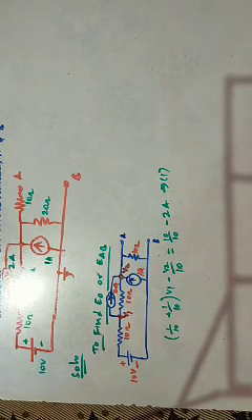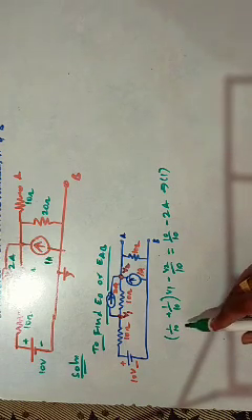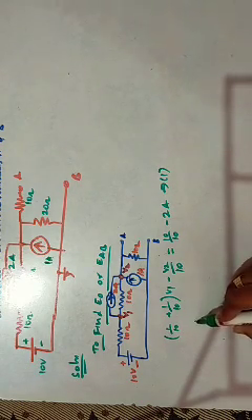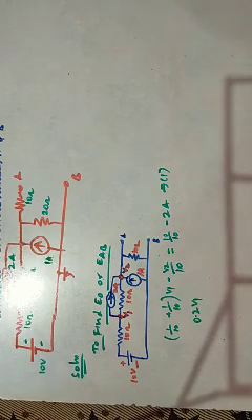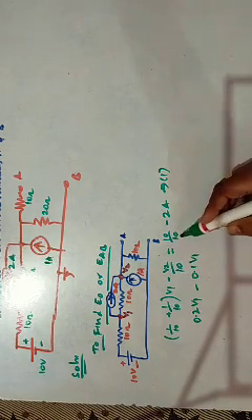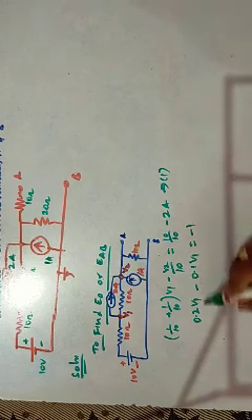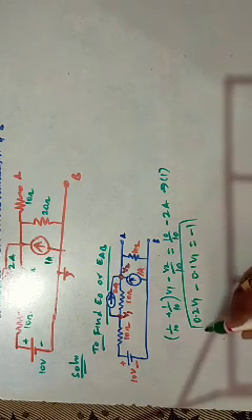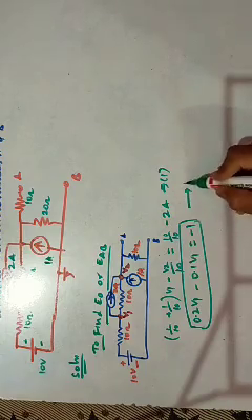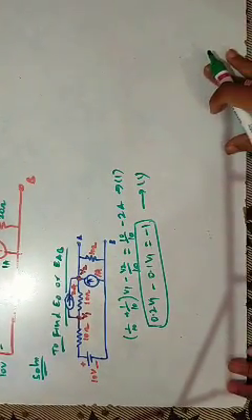We will reduce that equation 1. This 1 by 10 plus 1 by 10, we can write 1 by 10 means 0.1 plus 0.1. This is 0.2 V1, and this is minus 0.1 V2. 10 by 10 is 1, and 1 minus 2 is minus 1. Okay, we got the equation. We call this equation number 1.